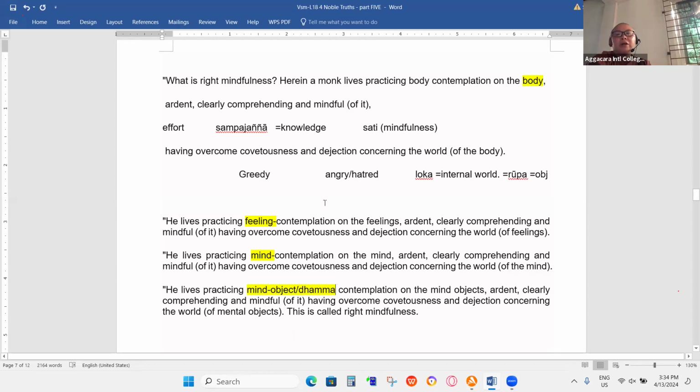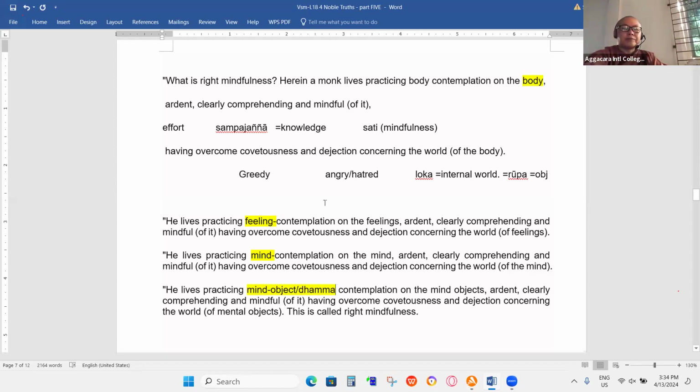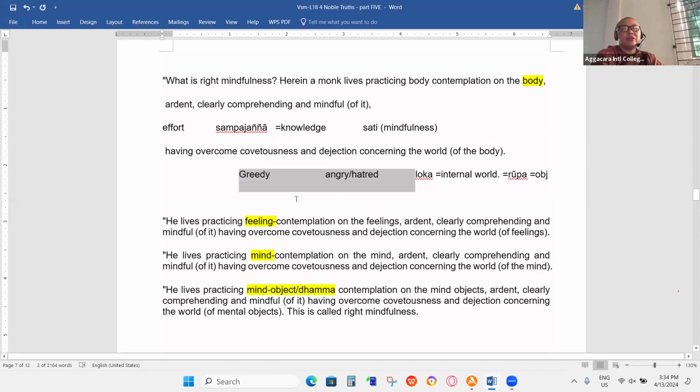So even the right mindfulness here is quite detailed and very good for practice. So for those who are interested to practice meditation, you need to have these three factors. You need to focus on the object. You need to abandon your greed and hatred. So the guideline is very clear here. Any question on this?